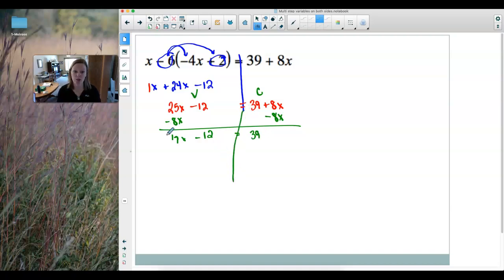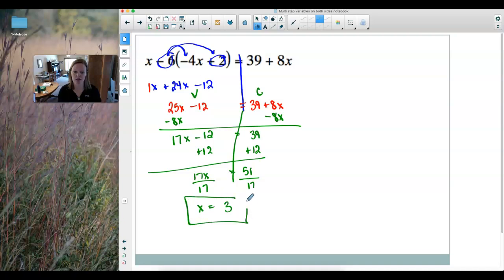At this point, it's a two-step equation. Again, this is 17x minus 12. Then we're going to add 12 to each side to get rid of the minus 12. So we have 17x equals 39 plus 12 is 51. And finally, we finish by dividing by 17. So we get x equals 3. And that is our final answer.